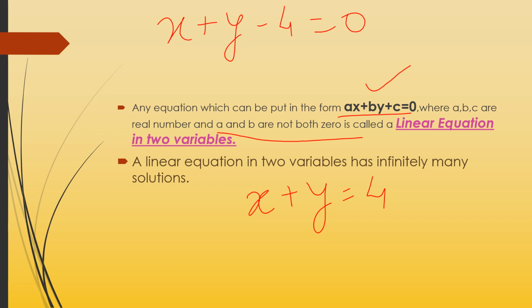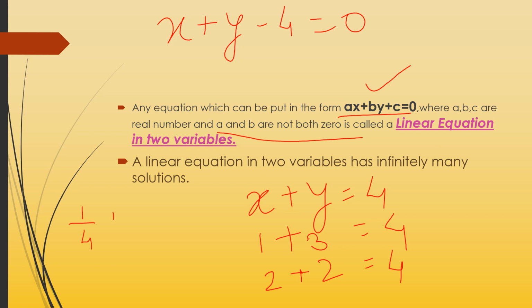So how many values are possible? How many values for x and y are possible, so that the result is 4? There are so many numbers. If you put x as 1, y as 3, 1 plus 3, yes, 4. If you take x as 2, y as 2, the sum is 4.